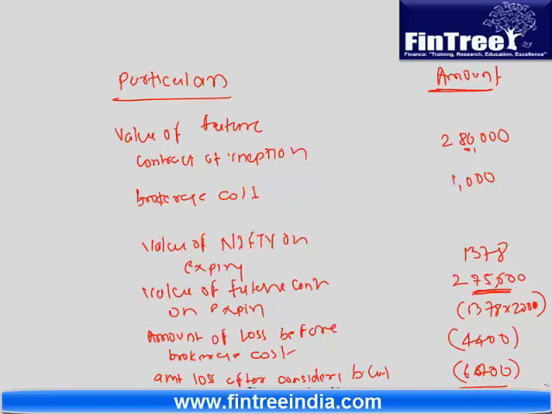Have you followed the logic? That if I don't consider the cost, my loss is 4,400, and I paid brokerage cost twice, so total loss 6,400. Then write down below that: it has been assumed that rupees 1,000 brokerage has been paid for purchase and sale of future contract.